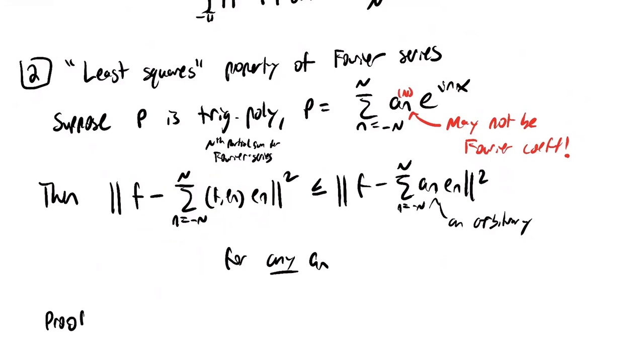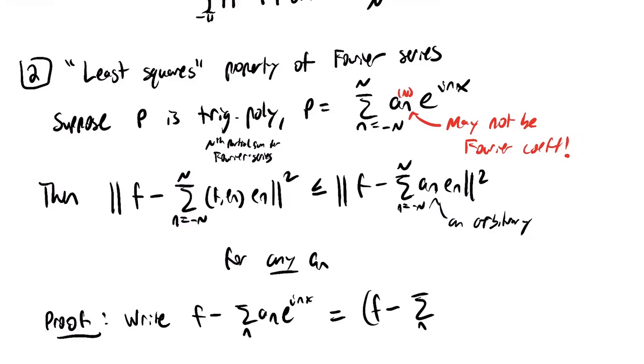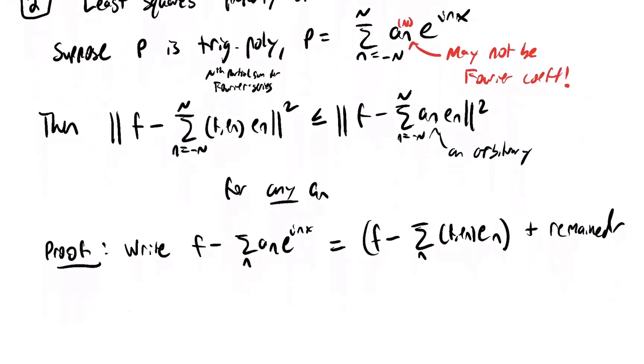And so the proof of this, which I'm not going to do in full detail, is very similar to the argument we did like 20 minutes ago. So you show a certain orthogonality between the different terms. And in particular, what you do is you write f minus the trigonometric polynomial. Well, I can write this as f minus my Fourier series partial sums plus the remainder. Right. And then you show that these are orthogonal.